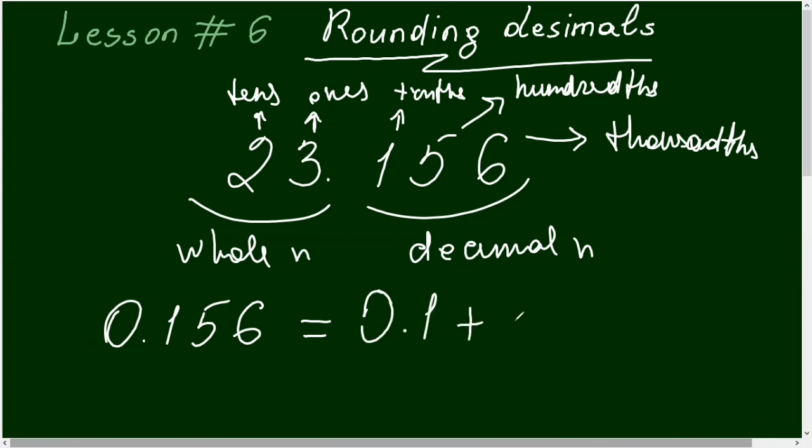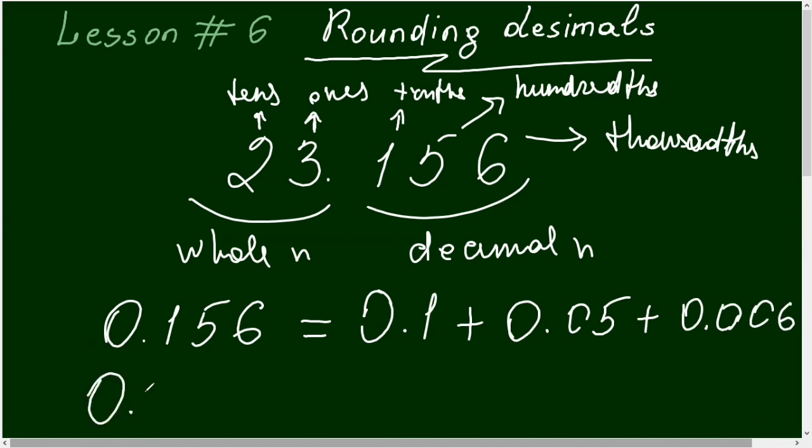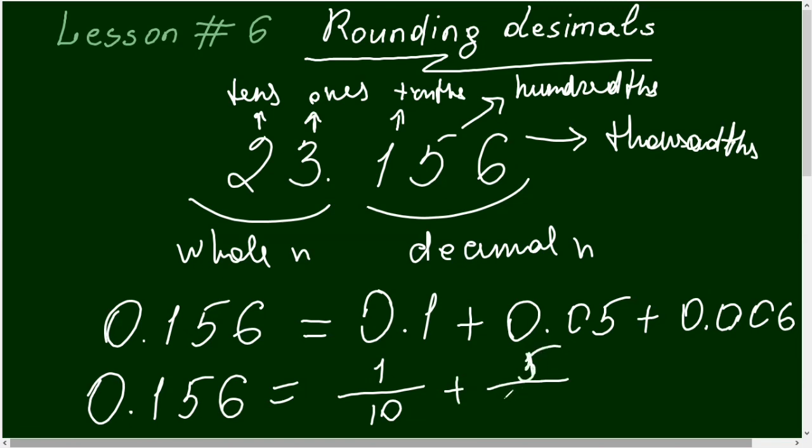0.1 plus 0.05 plus 0.006. In other terms, this decimal part, 0.156, equals 1/10, because this 1 is in the tenths place, plus 5/100, because 5 is in the hundredths place, plus 6/1000, because 6 is in the thousandths place.